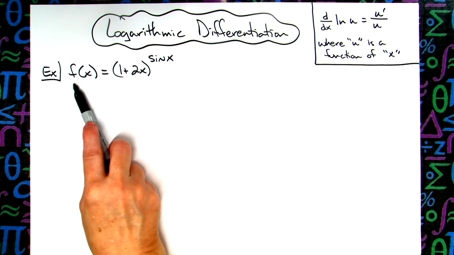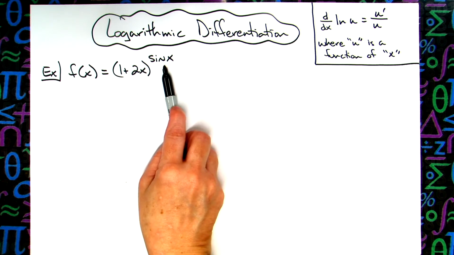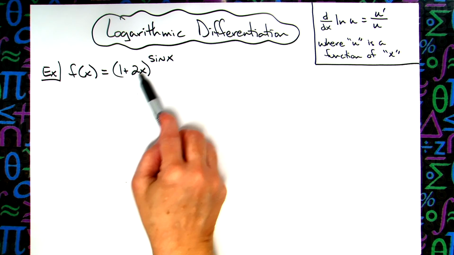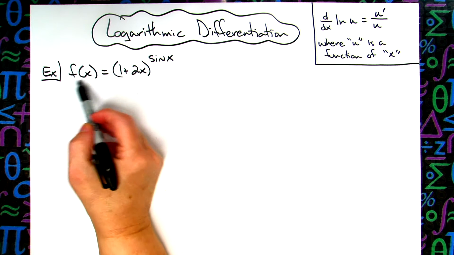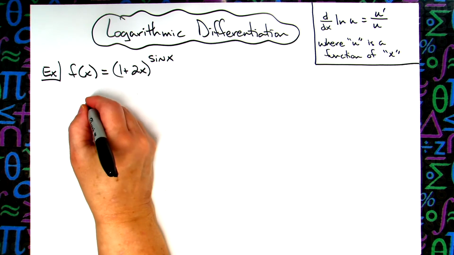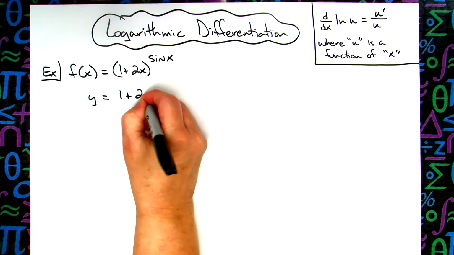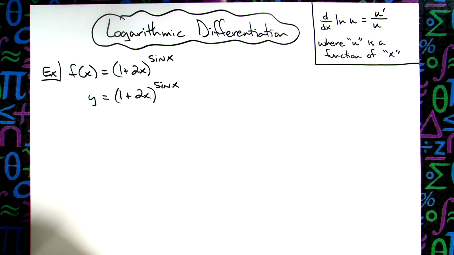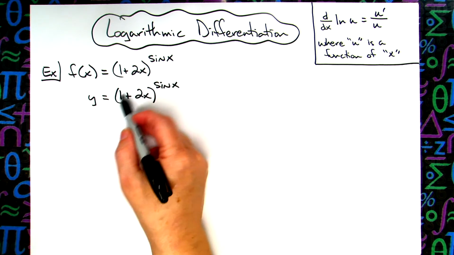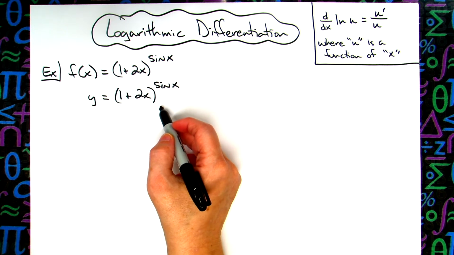Alright, so if we've got a function f of x is equal to (1 plus 2x) raised to the sine x, this is an indication that logarithmic differentiation is going to work really well for this. First thing I'm going to do is take that f of x and replace it with a y. So we'll have y equals (1 plus 2x) raised to the sine x. Now, if you're going to do logarithmic differentiation, the point is to apply logs so you can make this a lot simpler expression, and then the derivative is going to be easier from doing that.